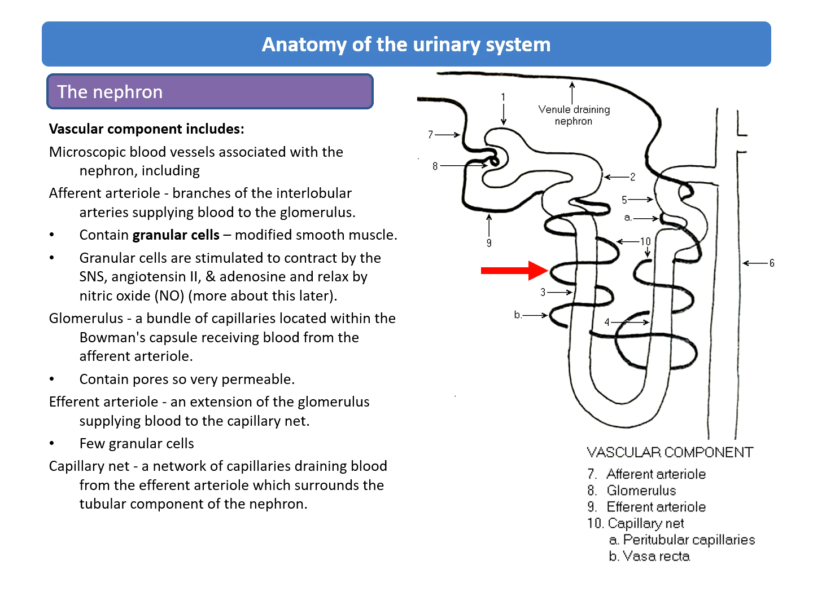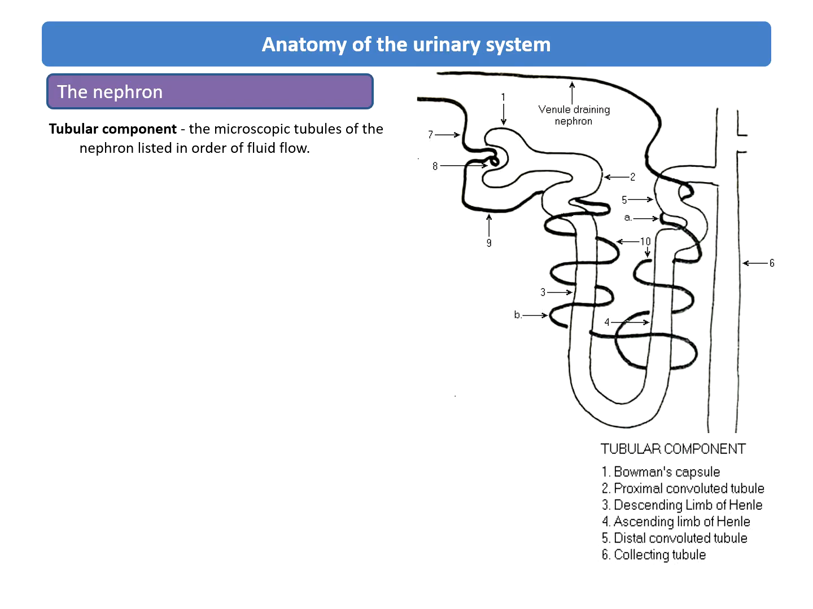The capillary net is a framework of capillaries draining blood from the efferent arteriole, which surrounds the tubular component of the nephron. The veins draining the nephron then lead to the interlobular veins. The tubular component consists of microscopic tubules in the nephron. They're listed in order of fluid flow.